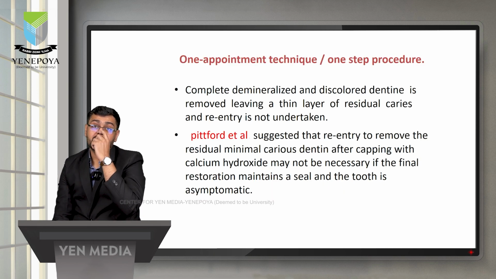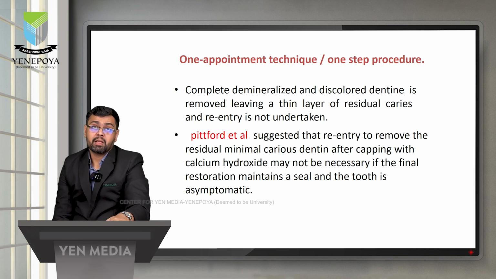Now, there are two methods, or procedures, of indirect pulp capping. One is a one-step procedure, and the other is a two-step procedure. Each procedure has different advantages as well as disadvantages, which we will now learn.